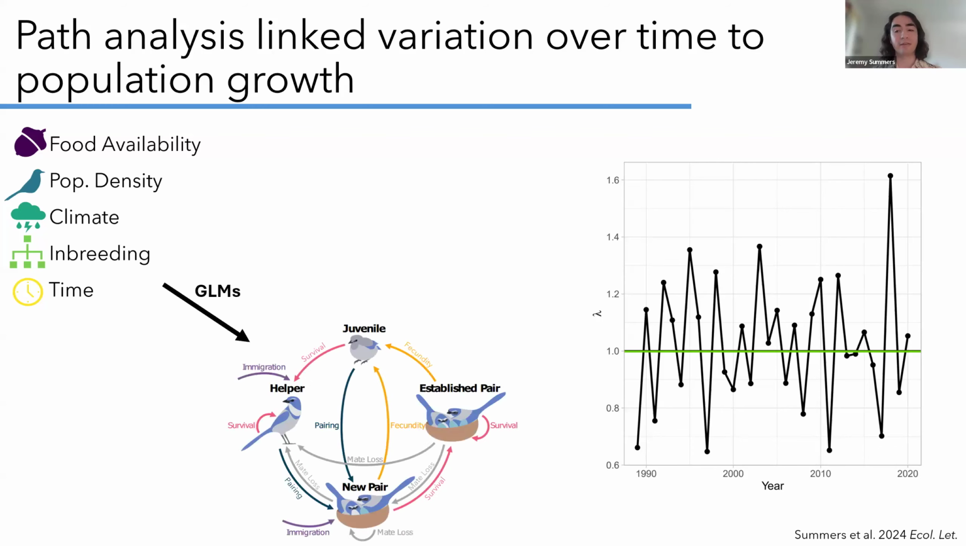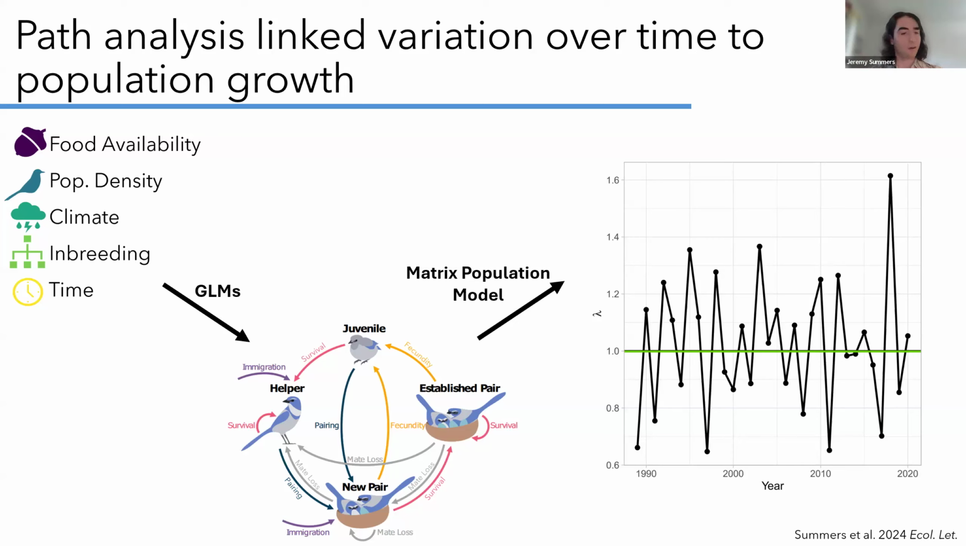I then used generalized linear models to link these factors to underlying demographic rates that define the Photoscrubjae life cycle, such as survival, fecundity, and immigration. And then finally, I used a matrix population model to link those demographic rates to the population growth rate, allowing us to link all the way from sources of variation to growth and decline.